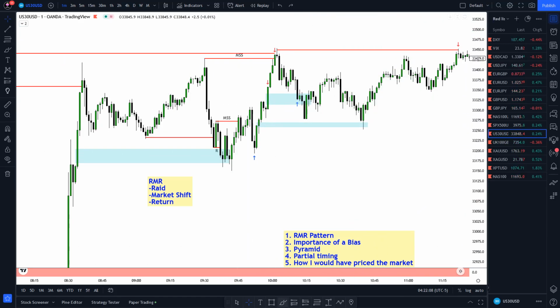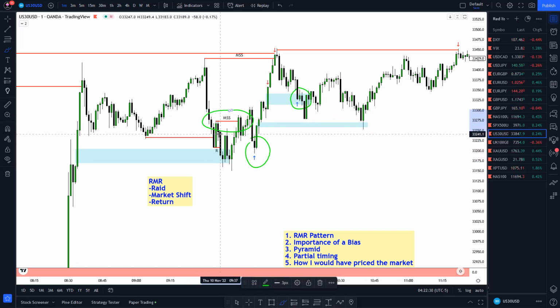However, you can see that I placed an entry over here at this return area. However, I also had an entry much beforehand getting a better price. And the way I found this better entry is by using this shorter time frame market structure shift.